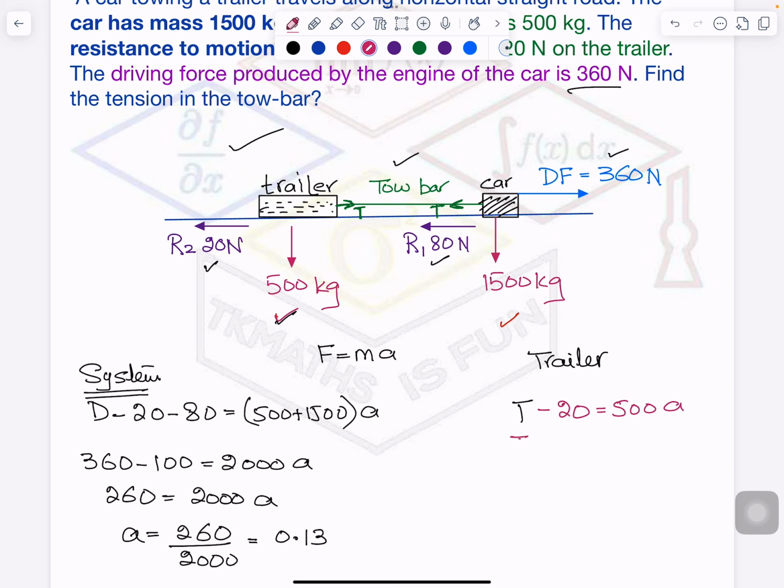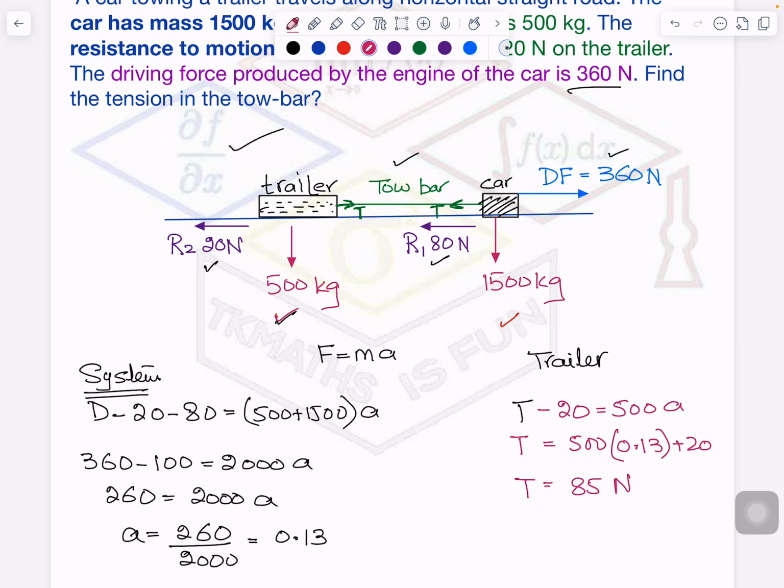T minus 20 Newton is equals to 500 A, because 500 is the mass of the trailer. So T is equals to 500 times A, A is 0.13, plus 20. So what it is? Let me check. You can also check in the calculator. I think it is coming 500 into 0.13 plus 20 is 85. So it is 85 newtons. So if you are using the whole system, you can get the acceleration, but to get the tension, you have to do this.